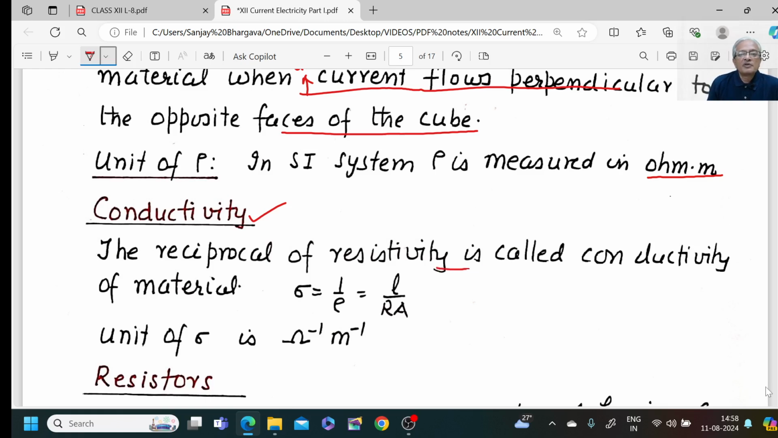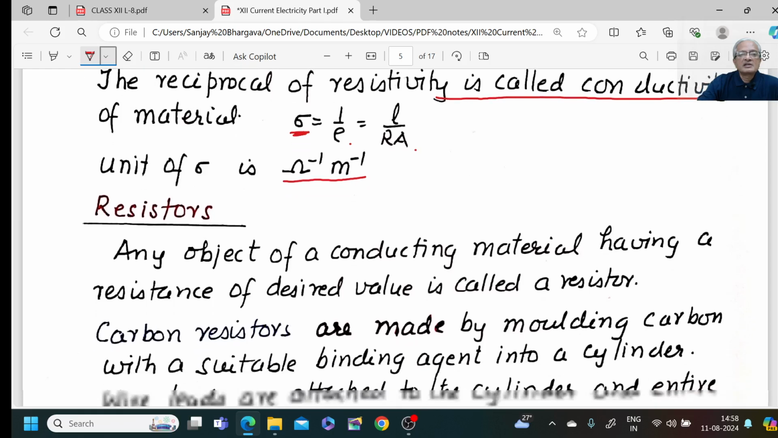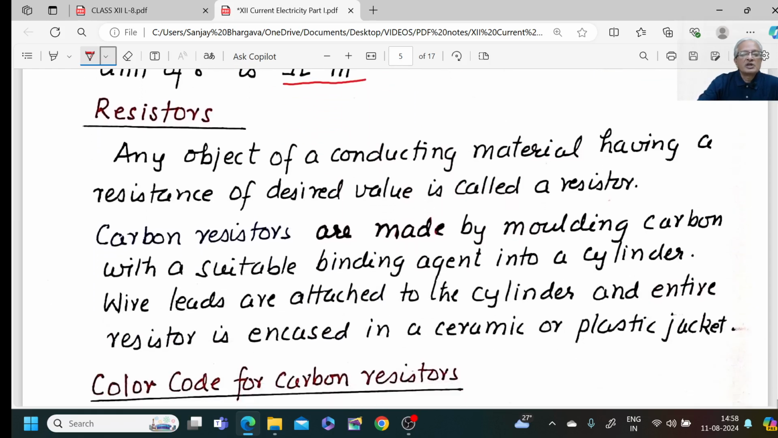The reciprocal of resistivity is called the conductivity of the material. So conductivity, represented by sigma, is the reciprocal of resistivity, and can be written as L upon RA. And what is the unit of conductivity? Ohm inverse meter inverse.